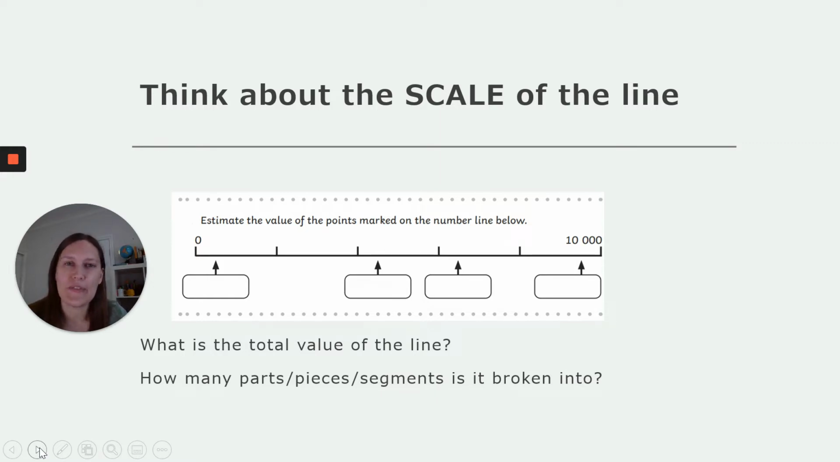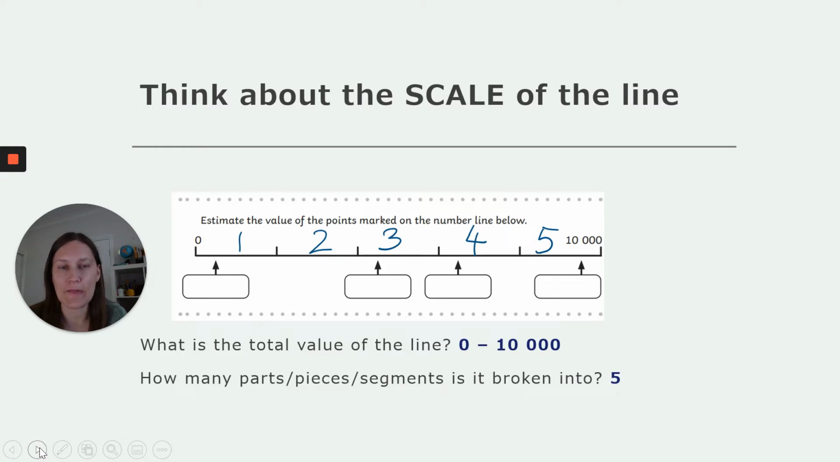Have a look at what I've written at the top of the screen there. Think about the scale of the line. That will help us. We haven't just been given a random line with no markings and no numbers. We've been given information that we can use to help us work out what each part of that line is going to represent. So to do that, we ask those two questions that I've put at the bottom of the screen. Firstly, what is the total value of the line? And then secondly, how many parts or pieces or segments is it broken into?